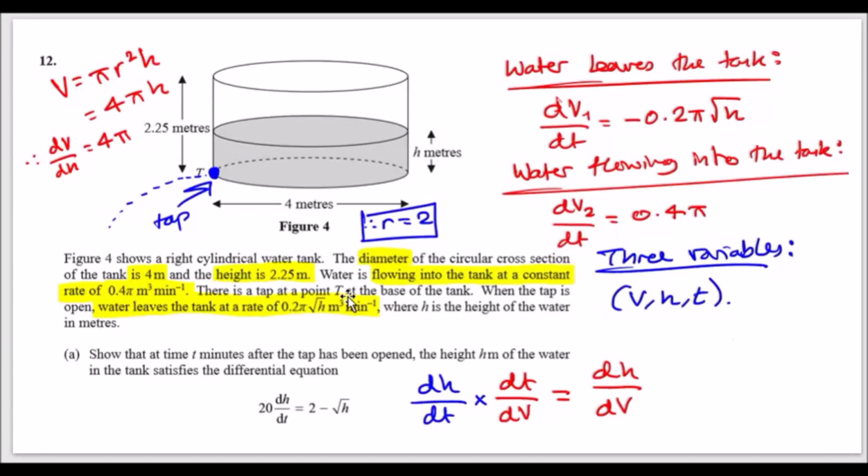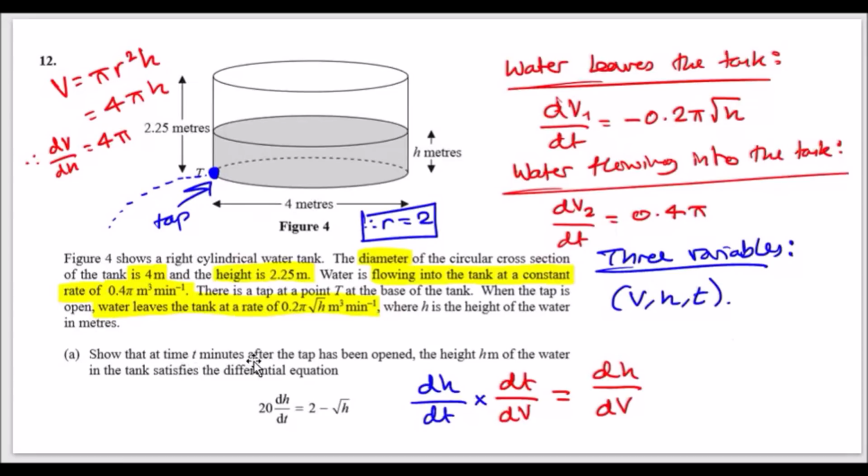There is a tap at point T, which is over here at the base of the tank. When the tap is open, water leaves the tank at a rate, in meters cubed per minute. So again, it's another derivative, another dV over dt. It's the first one I wrote here. Water leaves the tank, so I call this dV1 over dt. Because it's leaving the tank, it's negative, hence the negative sign. So that's done, where h is the height.